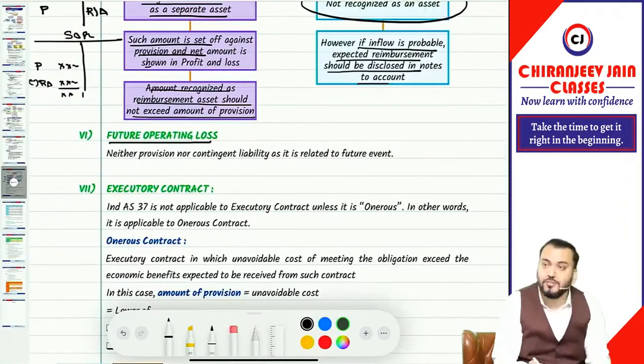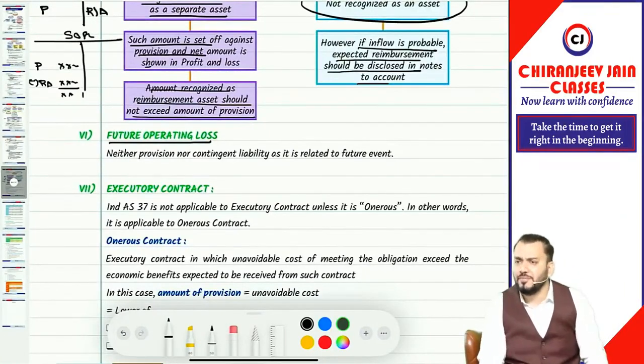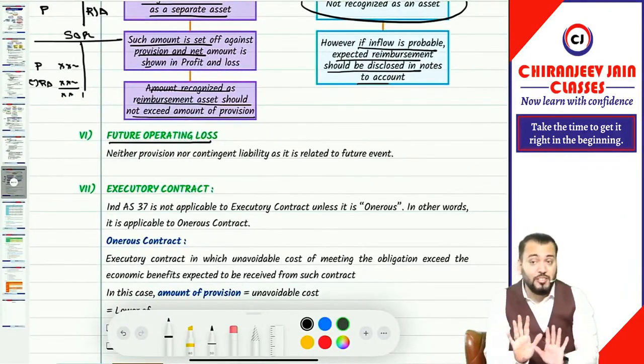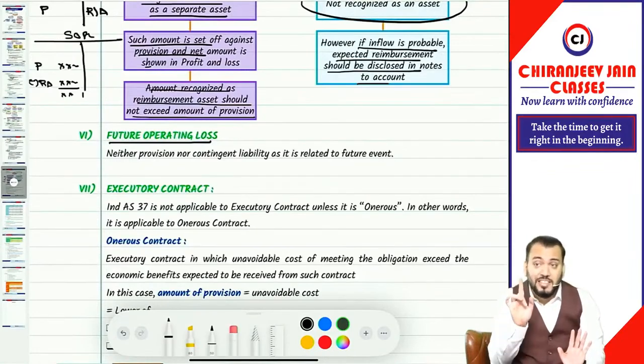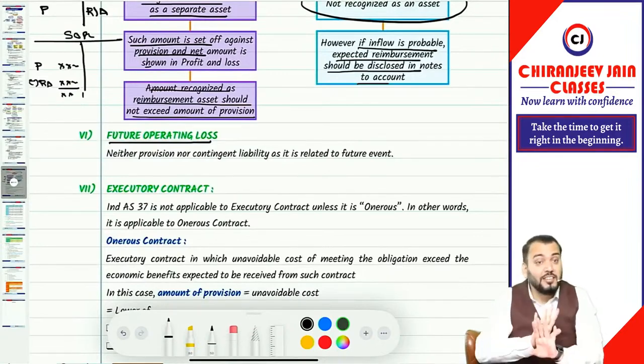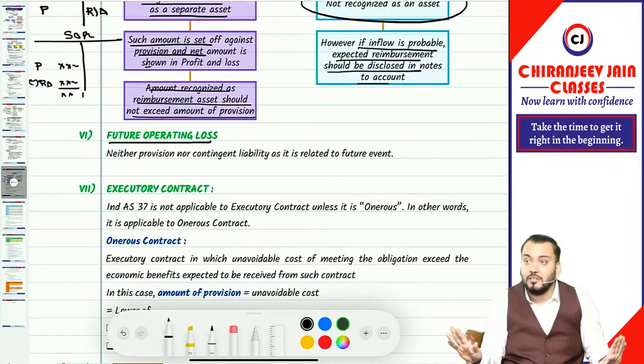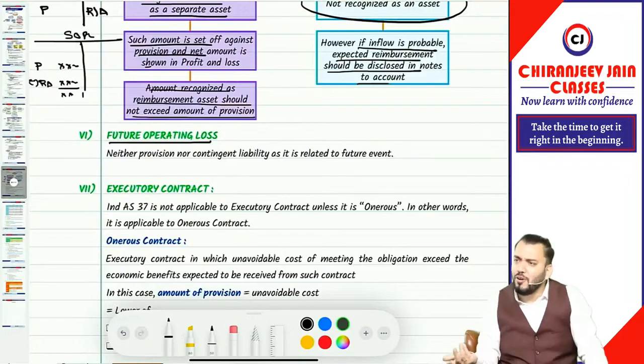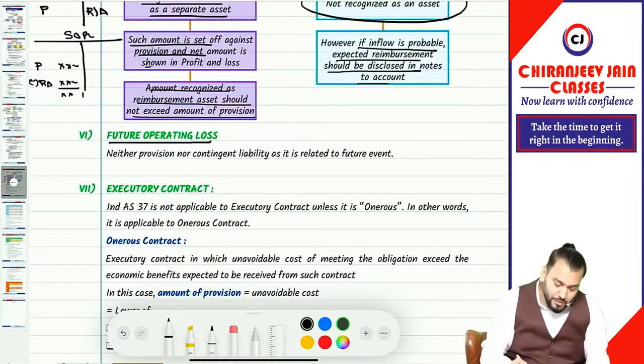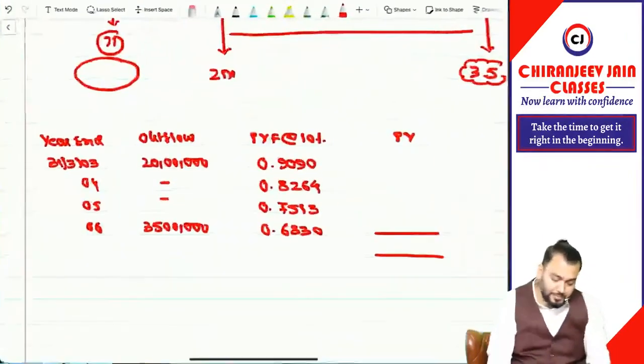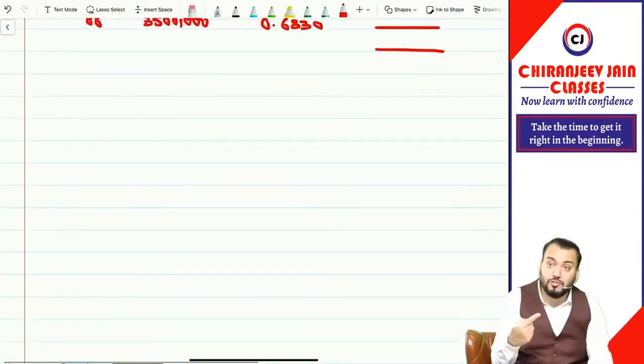Future operating loss. I'll create one example. Please don't read, I am just reading the heading. You are not supposed to read the content; once you read the content, interest is lost. I will create an example, you apply your common sense. Chalega? Chalo. So we are discussing future operating loss.